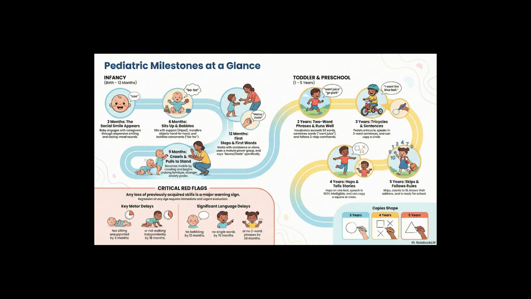So a quick summary for this section. Think most gone by 6. Moro, rooting, palmar, ATNR, all gone by 6 months. The exceptions to remember are plantar, Babinski, and the one that persists, parachute.